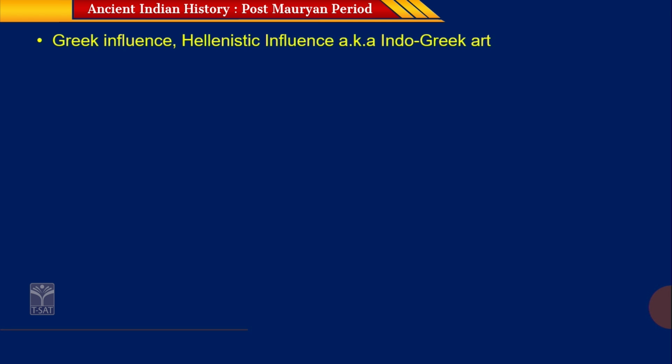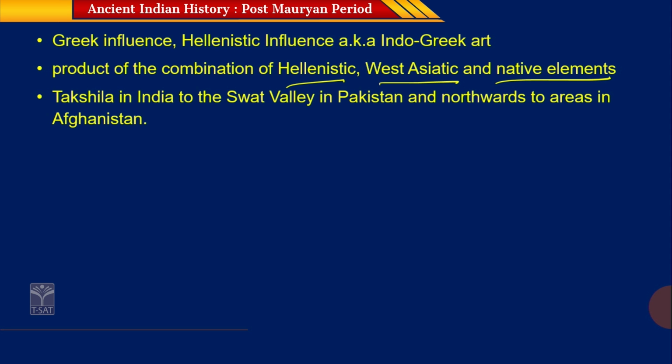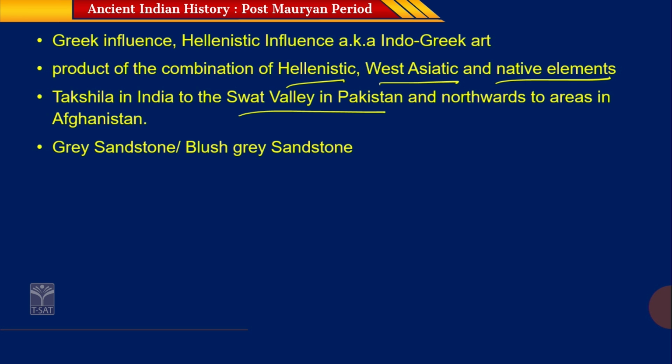Option A is correct. Now, we see in Gandhara school, we see the starting of Greek influence, basically a mix of Roman and Indian styles. It was a product of Hellenistic, which is Roman style, West Asiatic, which is sort of the Middle Age, West Asia, and also a combination of Indian elements. Taxila in Swat Valley was literally the capital of the Gandhara school of art. And the main material in Gandhara school is grey sandstone or blush grey sandstone. Later period, they also use stucco.